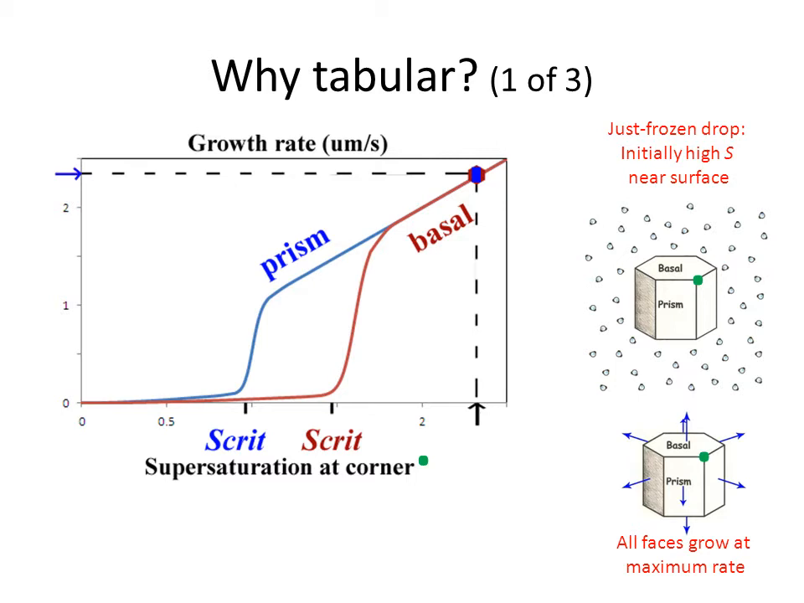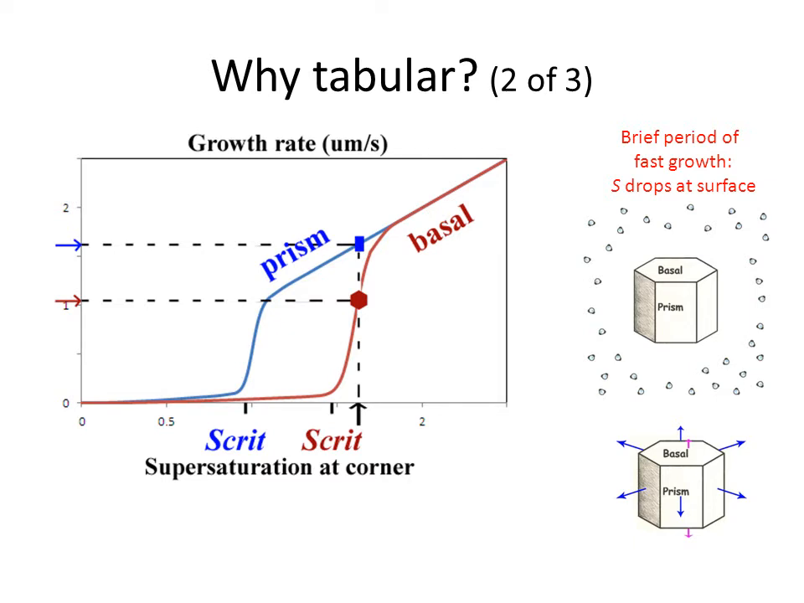The supersaturation at the corner is initially high, as marked here. You're up here on the curve, and here both faces are initially at their maximum rate. And so the supersaturation at the corner starts to drop, bringing it down to where the basal face is no longer nucleating at its maximum rate, and is now a faster rate on the prism.